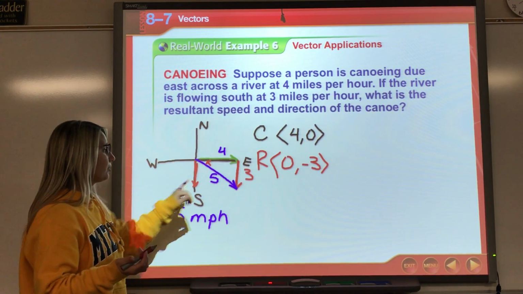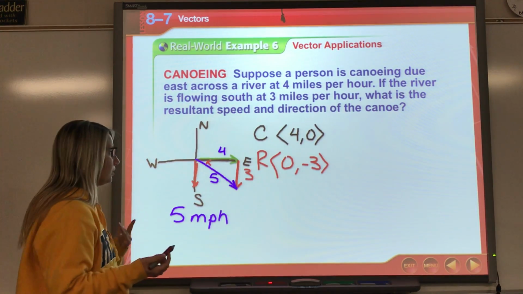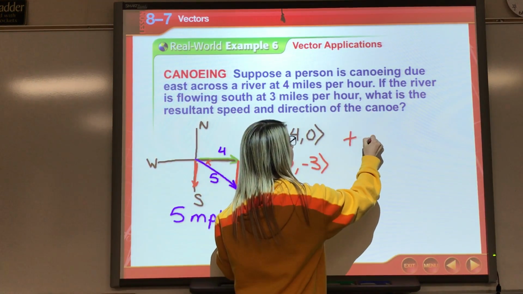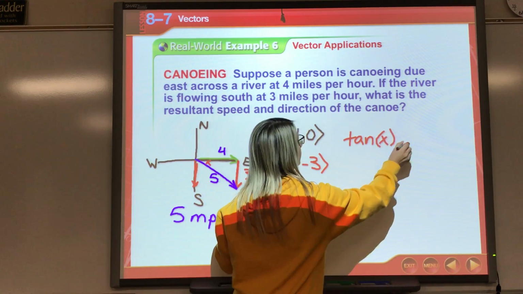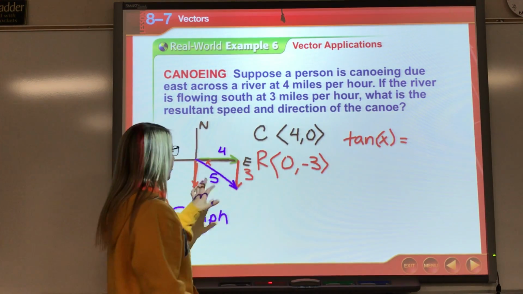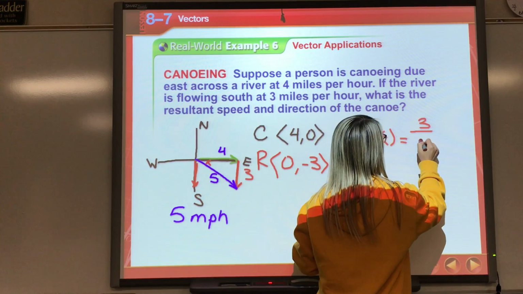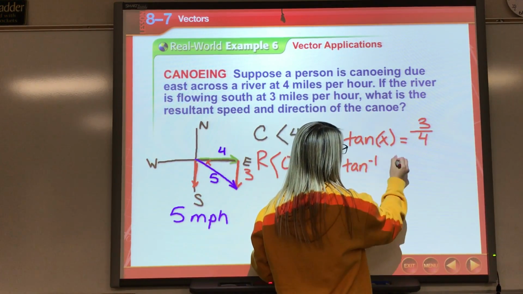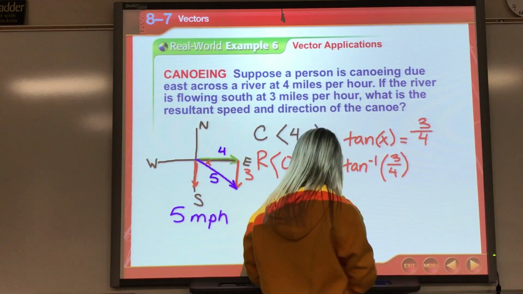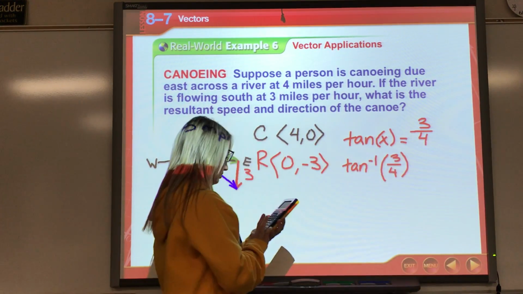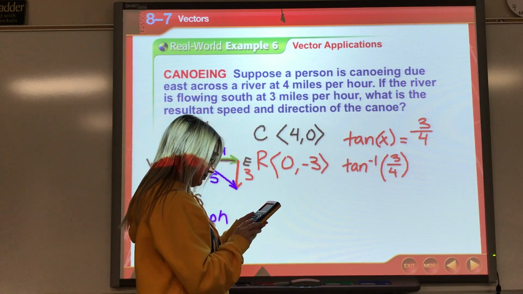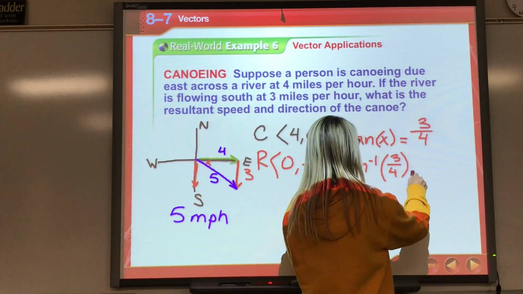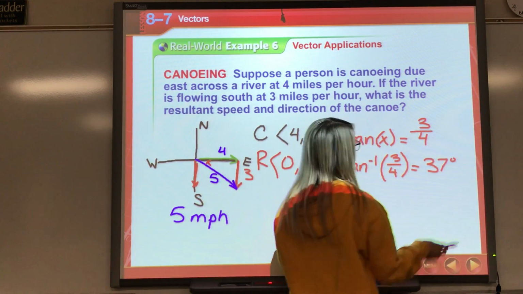We could use really any of them, but we could use the 3 or the 4 probably. So we're given the opposite and the adjacent. Since we've been using tan, we could find the tan of x equal to the ratio of opposite over adjacent, so 3 over 4. So the tan inverse of 3/4 gives us about 37 degrees.